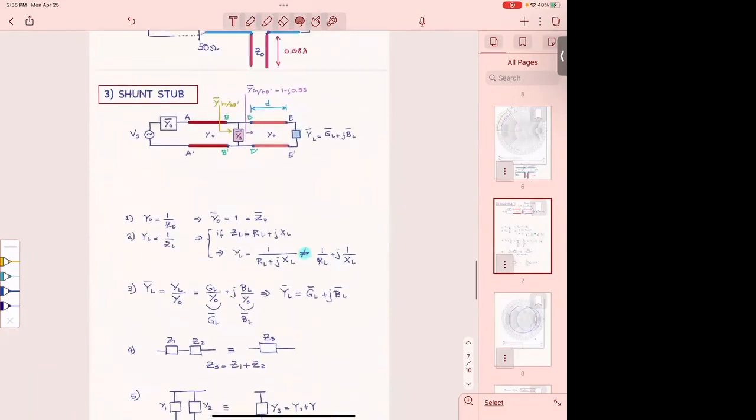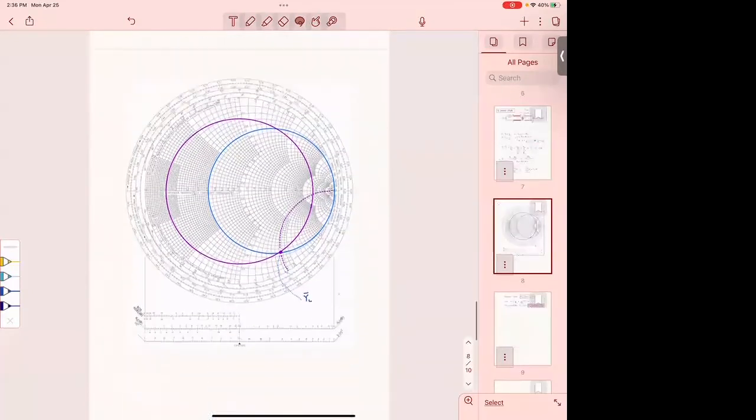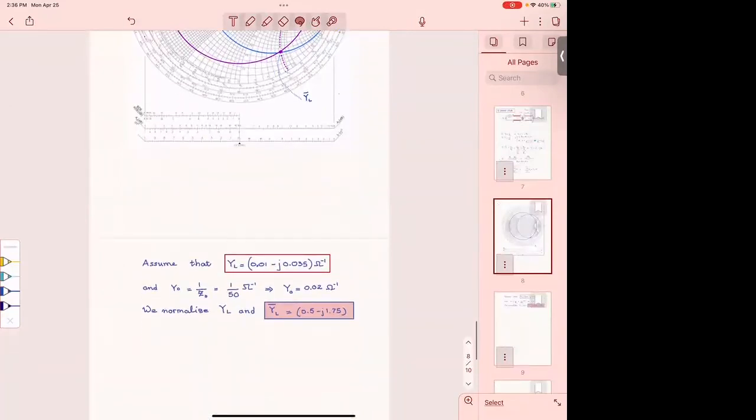Okay. Now, when you have everything in Y, and you normalize everything with respect to Y naught, then you can use the Smith chart the same way we use it for impedances. Same numbers, you read the same kind of thing, all right? So you use it the same way. Now, let's therefore give some values to these admittances. Okay, and here they are.